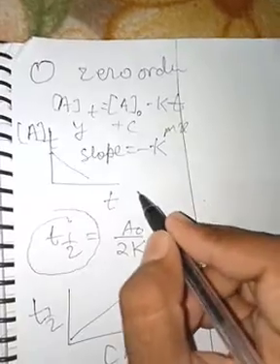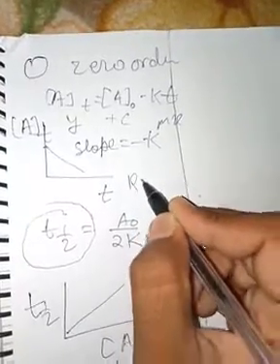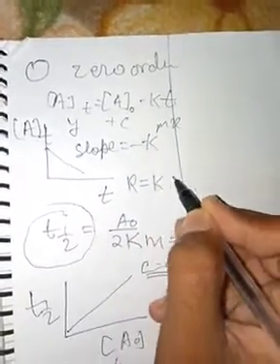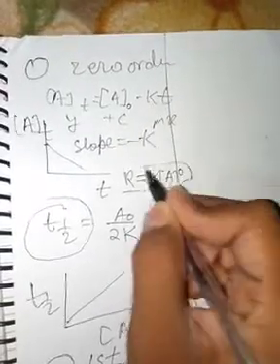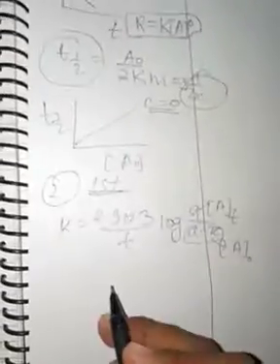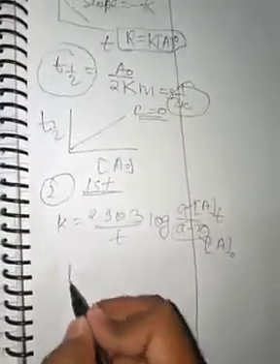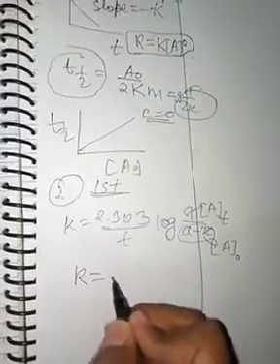In the zero order reaction, one thing I can say is that the rate law expression is k. This is the rate law expression. In the first order reaction, the rate law equation is k times the concentration.